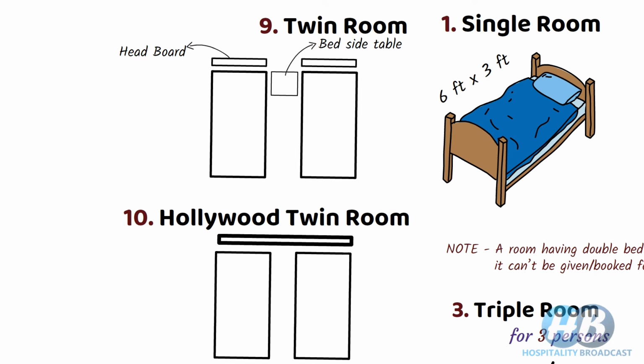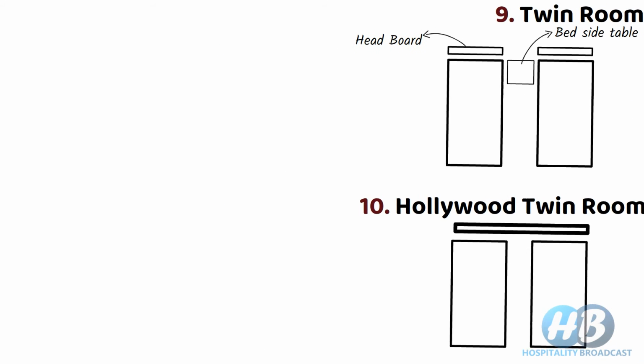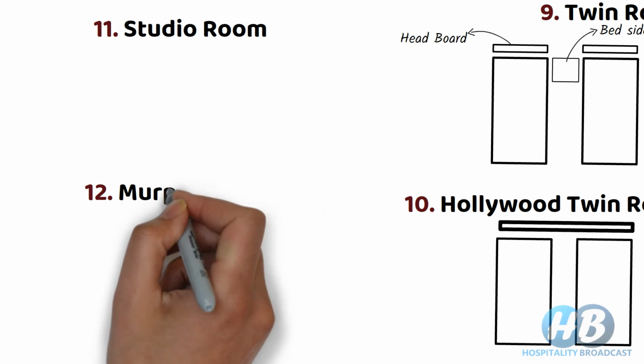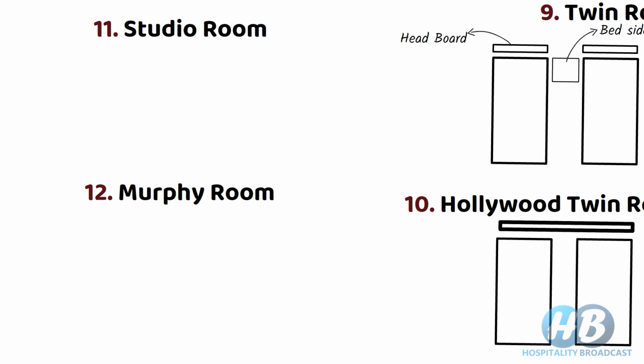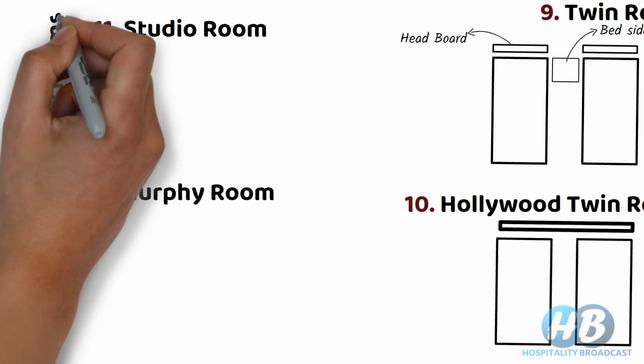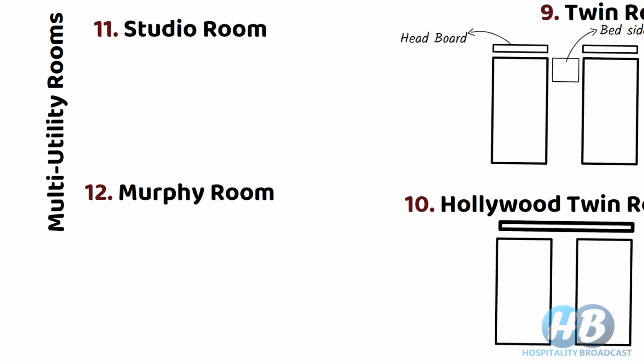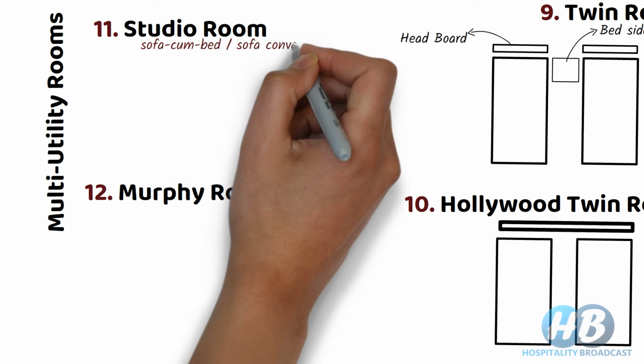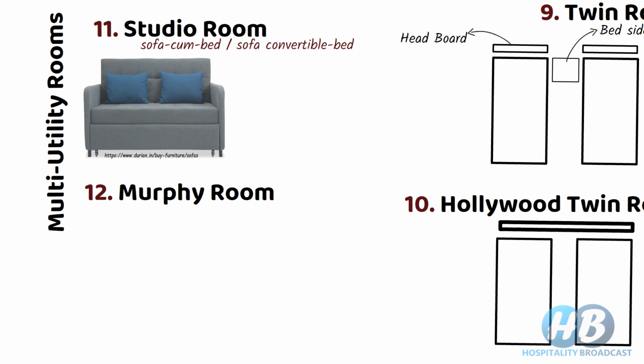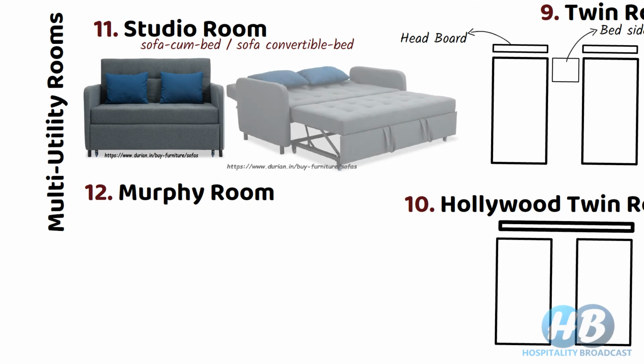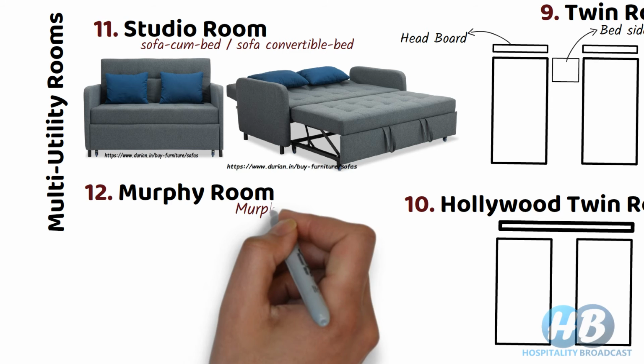Based on the types of beds, there are 2 more types of rooms, studio rooms and Murphy rooms. These are also called multi-utility rooms as this room space can be used for other purposes also. Studio room. This room has a sofa cum bed or sofa convertible bed. This sofa can be used for sitting purposes during the daytime and converted into a bed for sleeping during the night time.